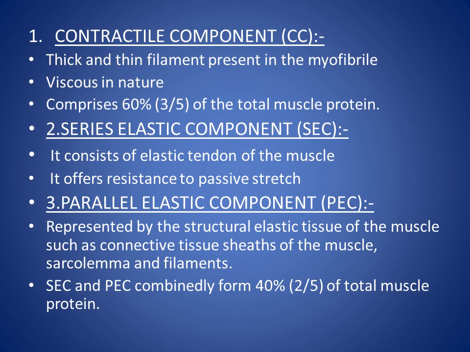Now coming to the series elastic component. The series elastic component refers to that elastic tissue of the muscle which is present in series with the contractile component of the muscle. It consists of elastic tendon of the muscle. In the resting condition, the series elastic component offers resistance to passive stretch and explains how muscle is able to contract even when its external length does not change. Understand? That is isometric contraction. It means when there is contraction of the contractile component, there is change in length of the series elastic component. Okay, and the length of the muscle will not change.